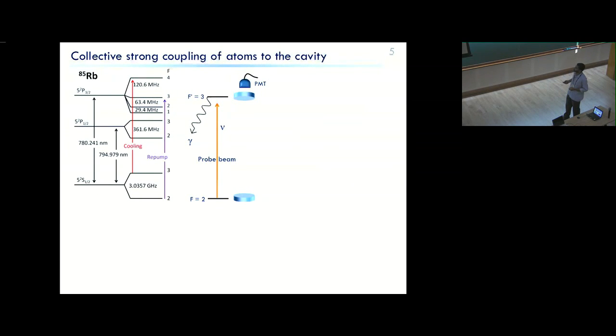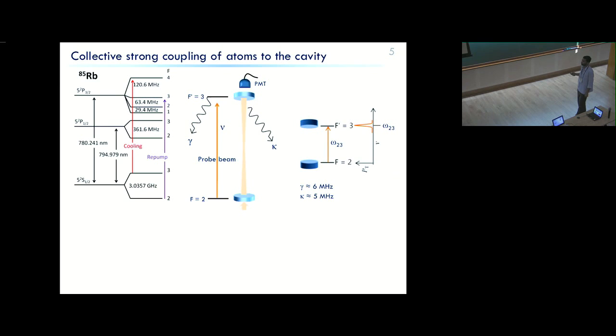So atoms are basically all in this state, but for the moment just consider that there are no atoms in the cavity, but you tune the cavity length such that it is resonant with this F equals 2 to 3 transition frequency. So in this case, if you take a probe laser and scan its frequency through the cavity, then you basically get a Lorentzian transmission peak, just a Fabry-Perot peak at the frequency omega 2,3.